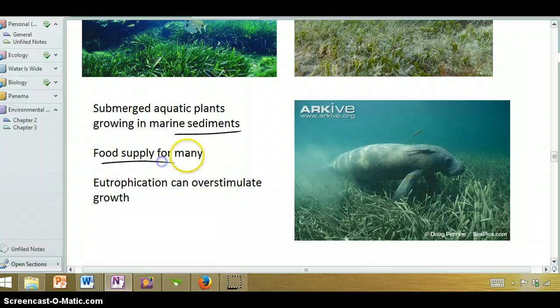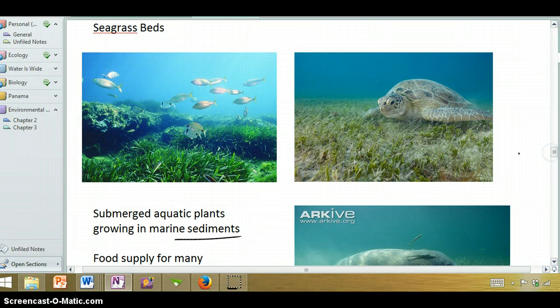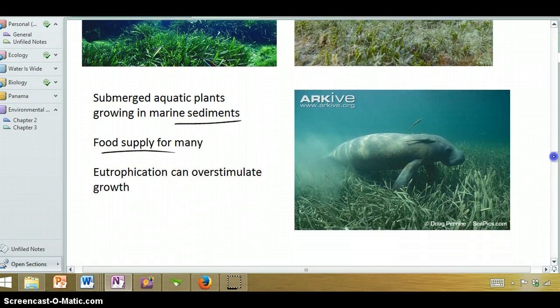The plants provide food for many organisms. You can see here this sea anemone. They like to hang out in these seagrass beds. Some of the fish eat them, and then of course there are fish that eat those fish. This sea turtle.